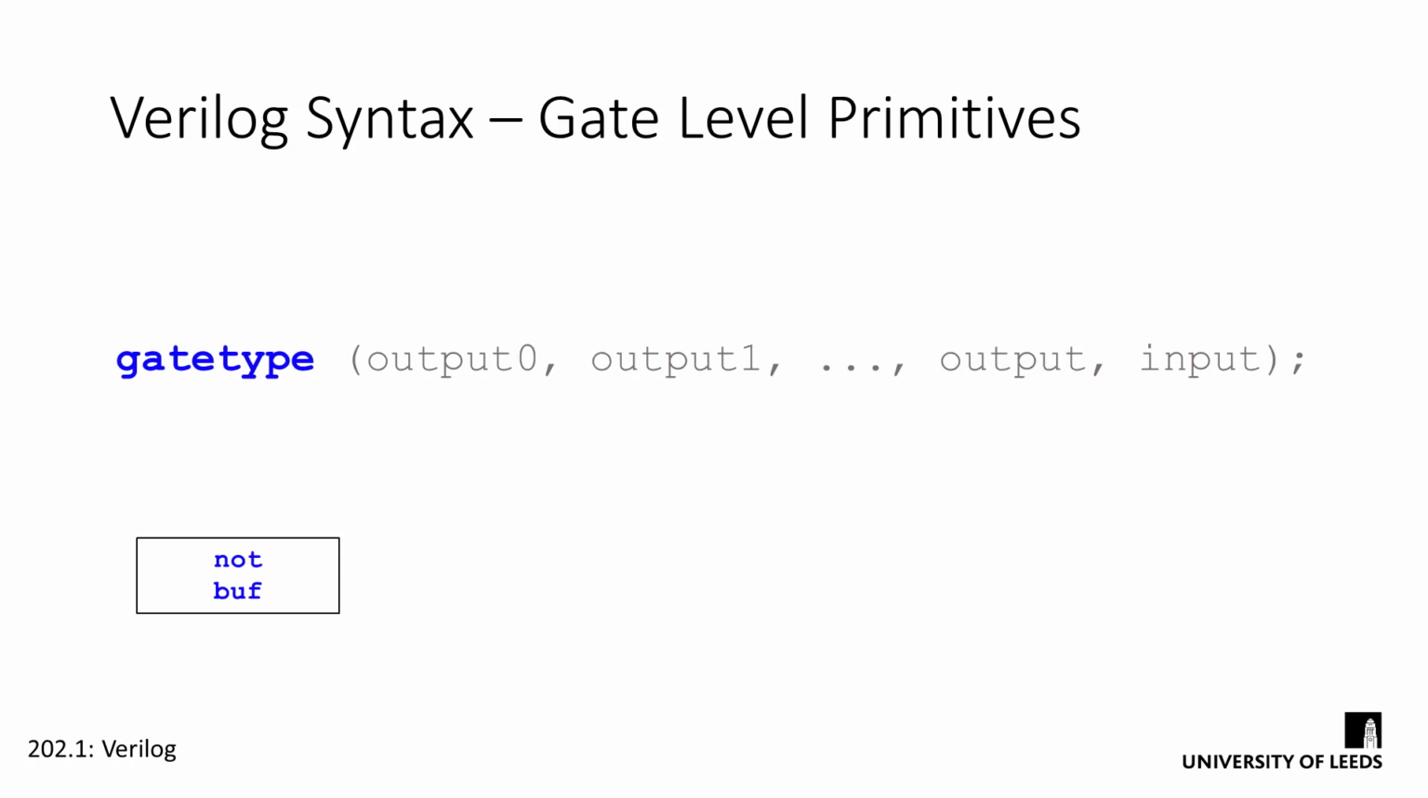With our buffers, they only ever take a single input but can have multiple outputs, so we define them again with the gate's keyword, but the first n terms will be taken as outputs and the final term being our single input. For example, a simple 1-to-1 NOT gate can be described simply as not, open bracket, our output not A, and our input A. A 4-output buffer, however, is described by buf, open bracket, our 4 outputs, W1, W2, W3, and W4, followed by our single input B.